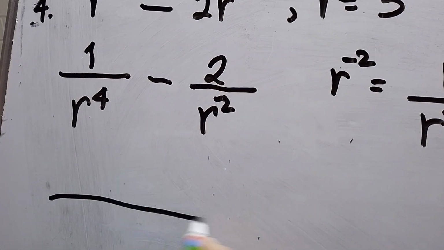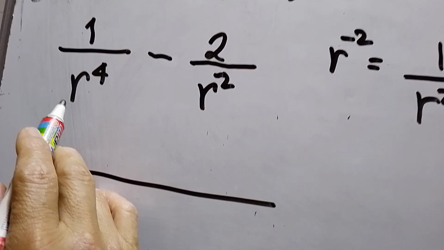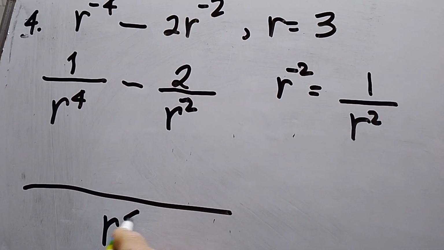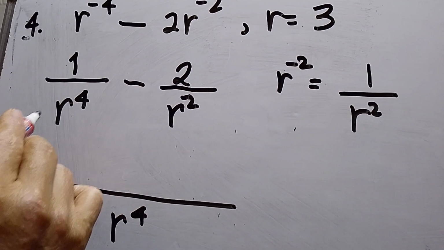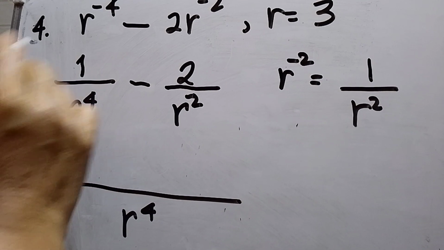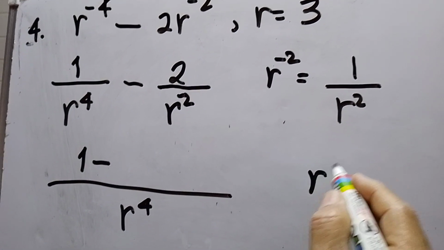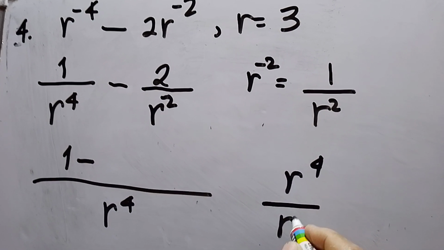So I have to find my LCD. What is the LCD between R to the 4th and R squared? So this will be R to the 4th. So R to the 4th divided by R to the 4th, it will be 1 times 1, still 1. How about this one? R raised to the 4th divided by R squared.